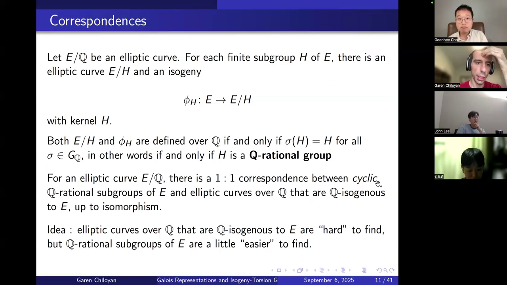So another important thing between isogenies and subgroups of E. So if you say E is an elliptic curve defined over the rationals, and you give me a finite subgroup H of E, then there's an elliptic curve E mod H. So this is not a group. I'm not saying I'm doing a quotient group. I'm just saying there's a special curve I'm going to denote E mod H. And there's an isogeny phi sub H mapping E to E mod H, and phi sub H has kernel H.